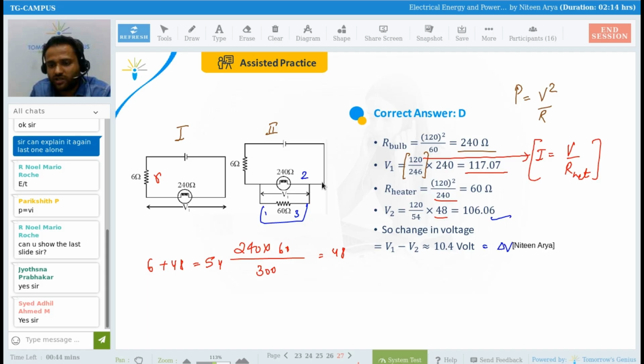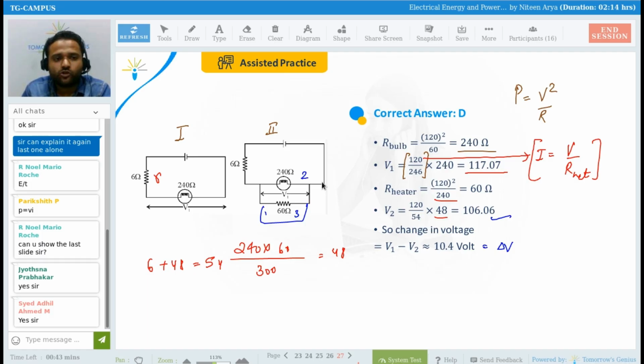That is going to be the change in voltage, V1 minus V2, because one is high and one is low, so you can find it. Is this clear, everyone? This is just a practical example of whatever we learned in the mixed combination. Clear? Initially we have this only, which is in series.